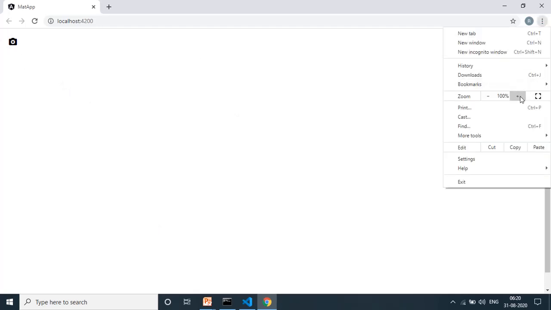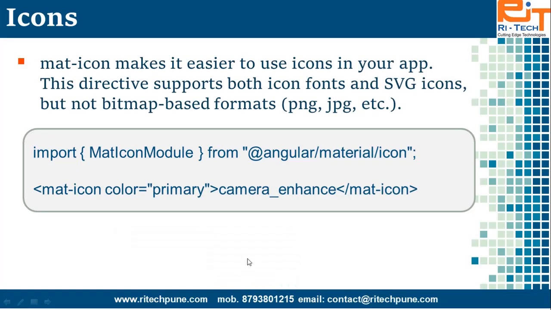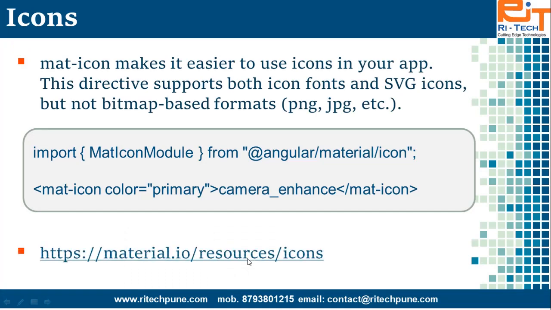Now I'll try to open the browser. You'll find a camera icon here. I'll zoom in a little bit so that it will be visible. Okay, so you'll find the camera icon. Now you may ask how I will know the icon name. Do not worry. To get the list of all the icons, go to this URL.